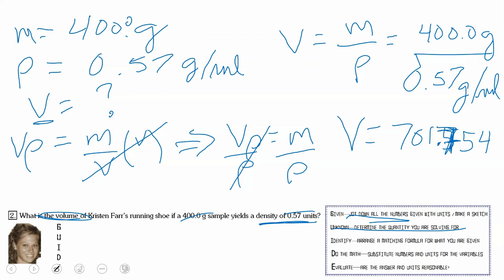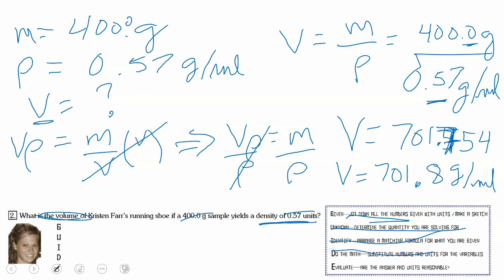Now the question here is, how many decimal places can we have on our answer? You can never have more in your answer than the least amount you started with. And the least amount I started with, well, here's 2 decimal places, in the 5700ths, 1 decimal place there. So I can only have 1 decimal place. The volume is 701 decimal. So I'm allowed 1 decimal. It's a 7 followed by a 5. Because this number after the decimal is 5 or more, we're going to round up. And the unit's grams per milliliter.